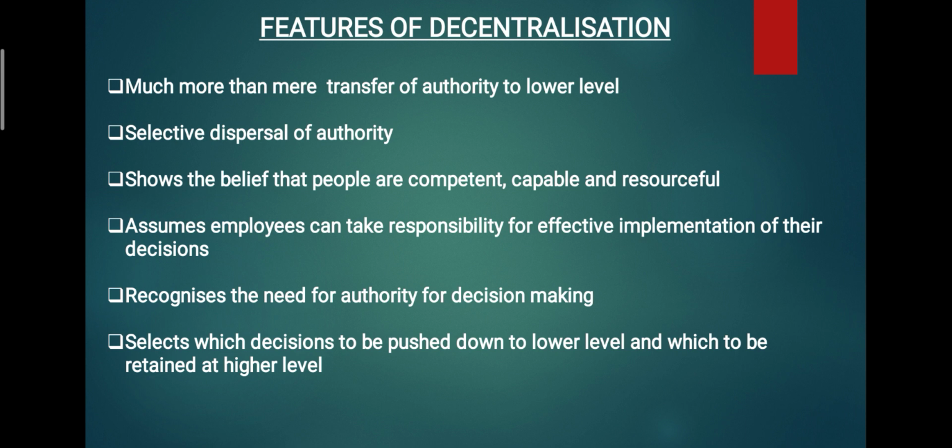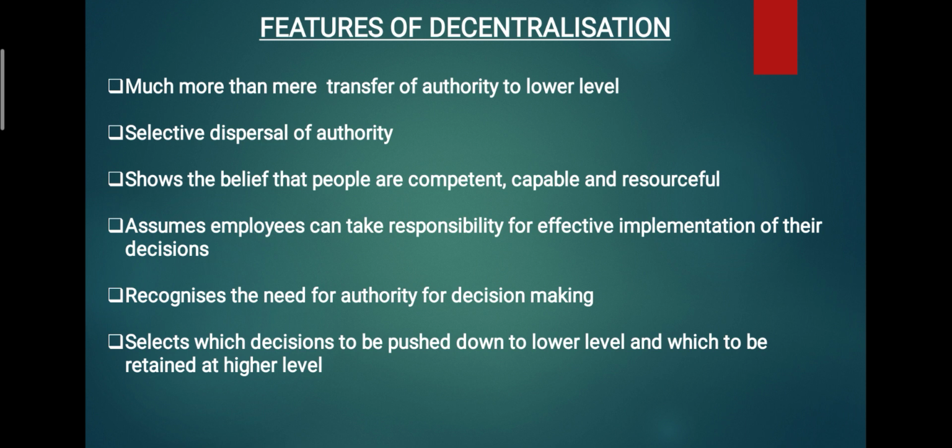Then comes features of decentralization. First feature is that it is much more than mere transfer of authority to lower levels. It is not only transferring the authority, it is that we are trusting our employees, we are developing a bond with our employees. It is selective dispersal of authority, matlab according to the levels of management we are distributing the work among the subordinates. It shows the belief that people are competent, capable and resourceful. Whenever we are dividing the work among the subordinates, it means we are trusting them.